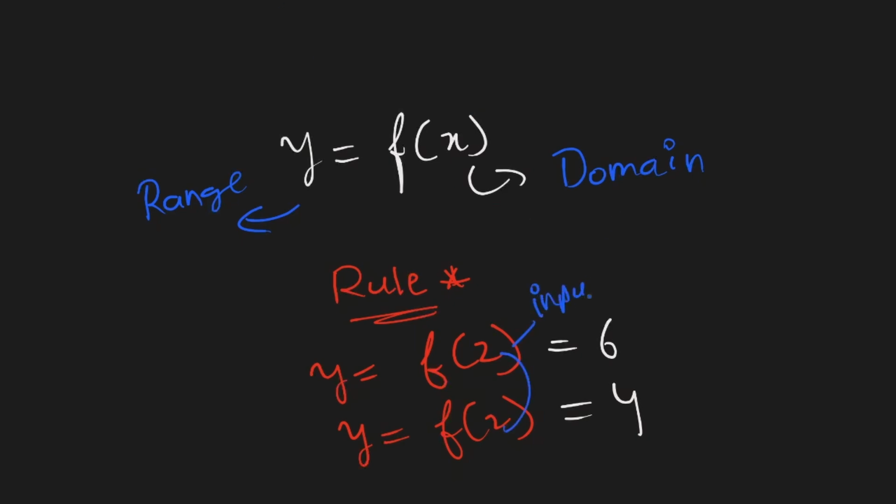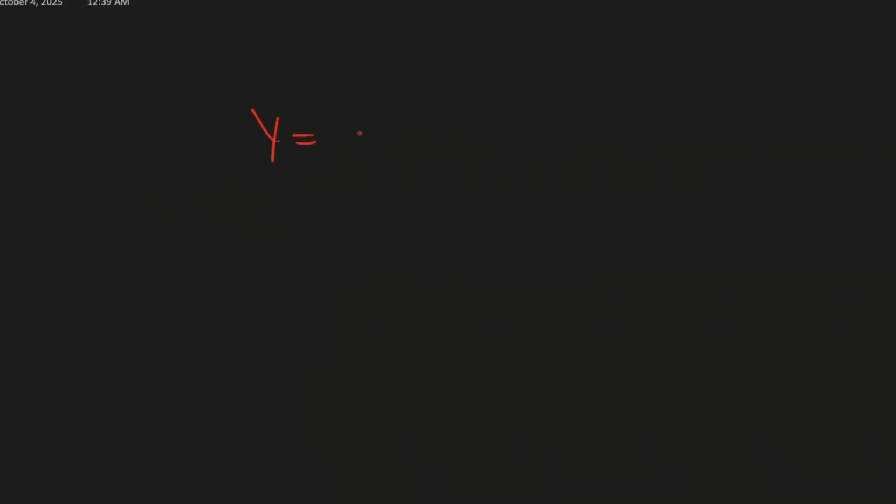Like if your input is 2 and you get y equal to 6, and if you put 4 and y is also equal to 6, that makes sense. But the same input cannot give two different answers. That's the key. Now we have an equation like y equals x squared plus 2.